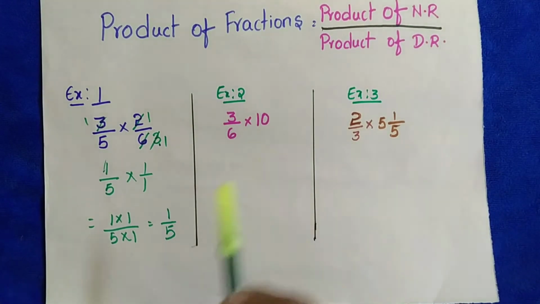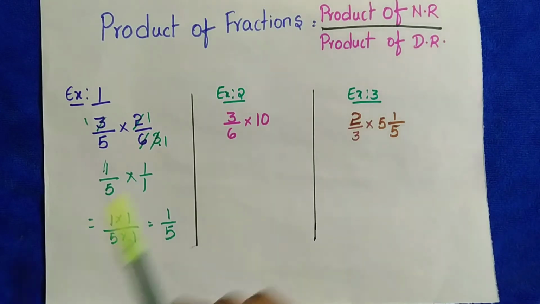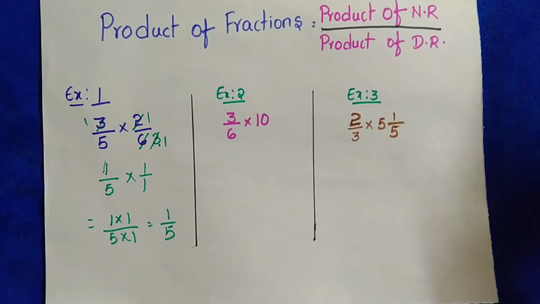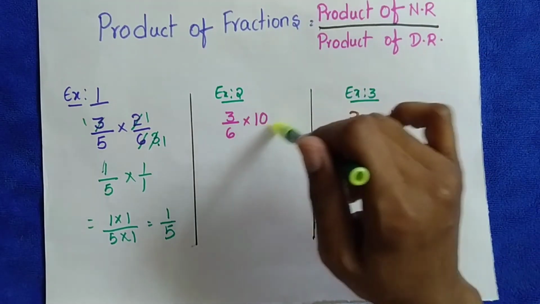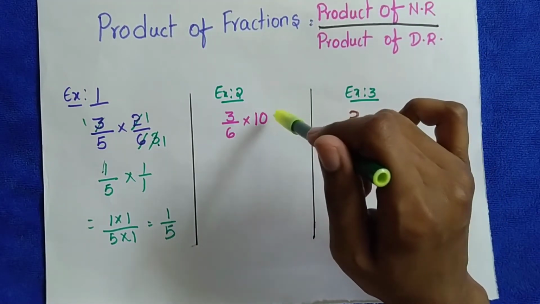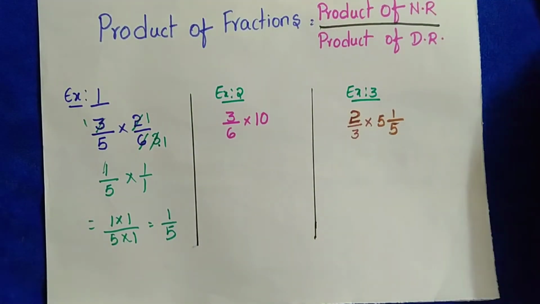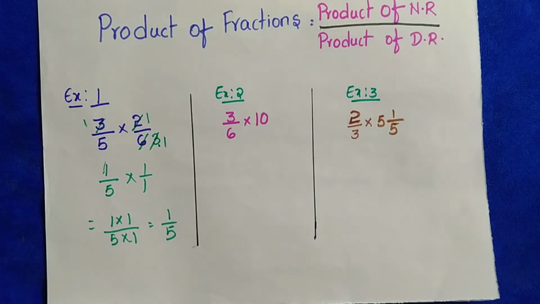What is that? 3 by 6 into 10. Actually what I told, product of fractions equals product of numerators by product of denominators. But here 3 by 6 is multiplying with 10. Means here we are multiplying with a whole number. Then you can get a doubt. Here we don't have a denominator, no ma'am. How can this formula be satisfied?